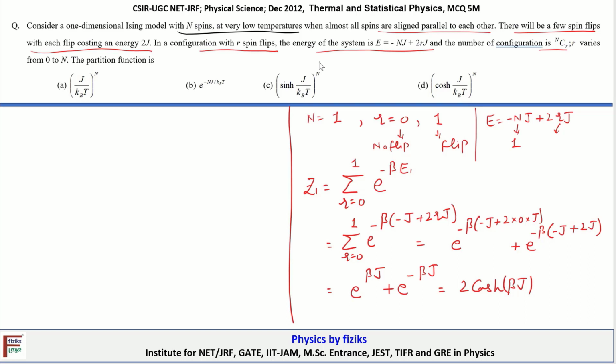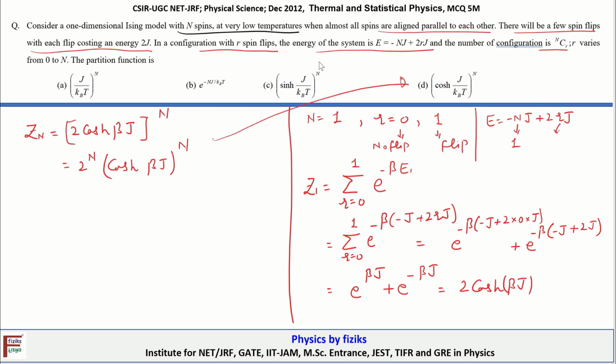From here we can immediately write the expression for the n spin system Zn. That is equal to Z1 to the power n, which is 2 cosh beta j to the power n, or equal to 2 to the power n multiplied by cosh beta j to the power n. If you compare the options that are given to us, the most appropriate option here is D, but here we are having an additional factor of 2 to the power n.